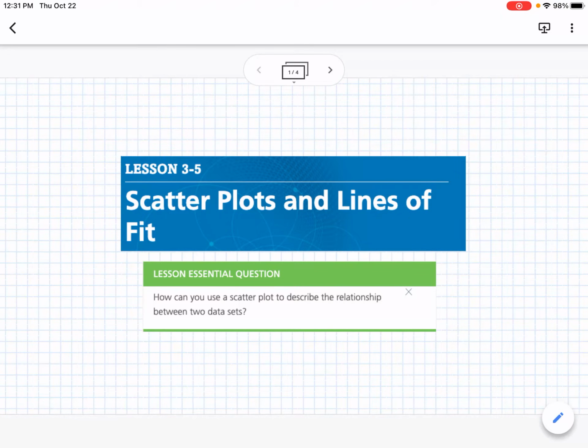This is lesson 3.5, which is scatter plots and lines of fit. Our essential question is, how can you use a scatter plot to describe the relationship between two data sets?